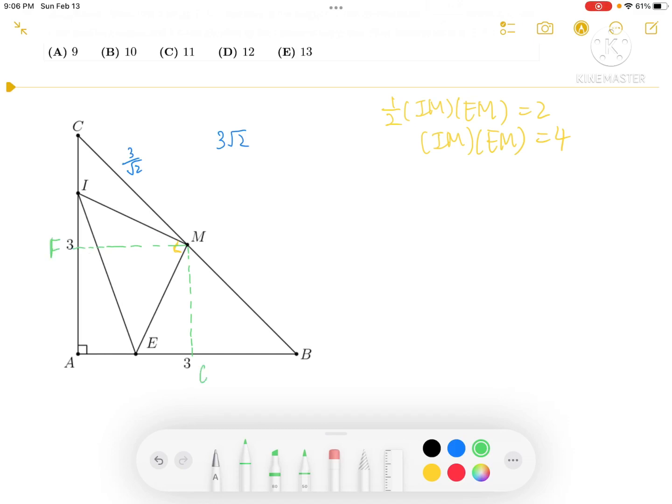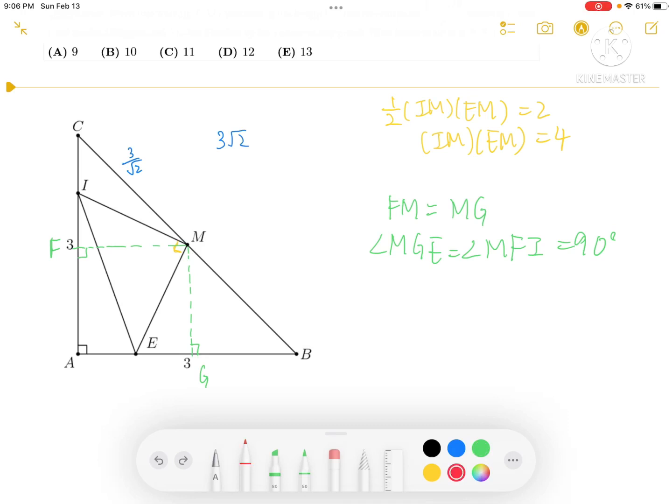So we can extend EM to F and G, and both of them are perpendicular. Since M is the midpoint, we can deduce that FM is equal to MG. If you would like to prove it, you can further prove it using similar triangles, but it's quite deducible. We also have the two angles being 90 degrees, so angle MGE is equal to angle MFI, which is equal to 90 degrees. Now let's try to find if there are any other conditions.